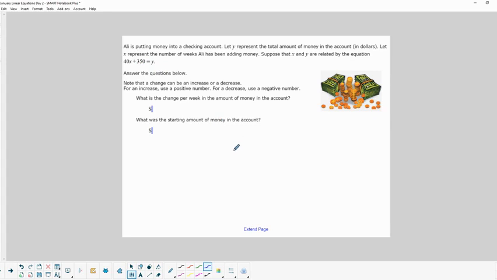Note that the change can be an increase or a decrease. What is the change per week in the amount of money in the account? So the change per week would be $4. That's this amount right here. What was the starting amount of money in the account? That's the 350 right there. And there's your two amounts. Okay, pretty nice, right?